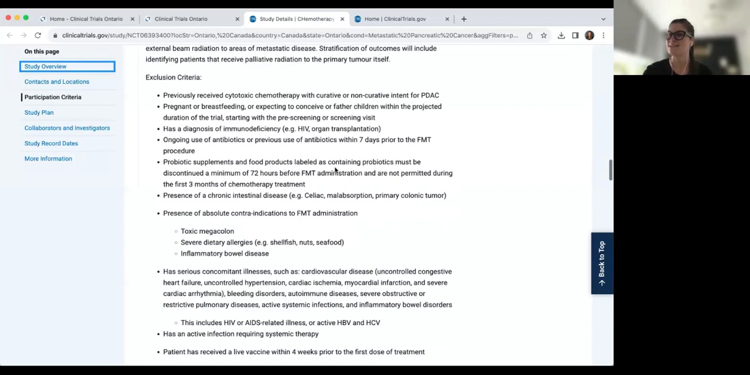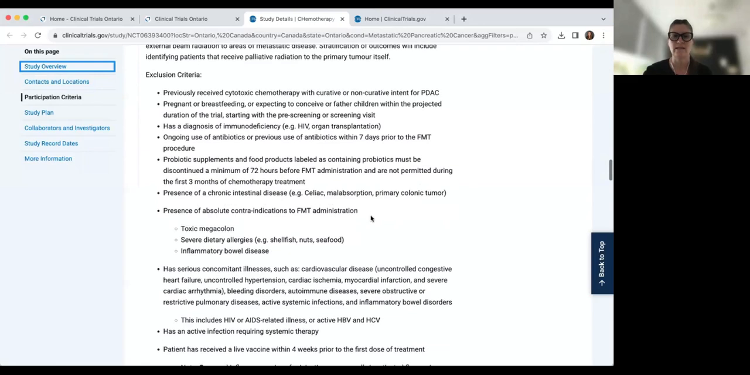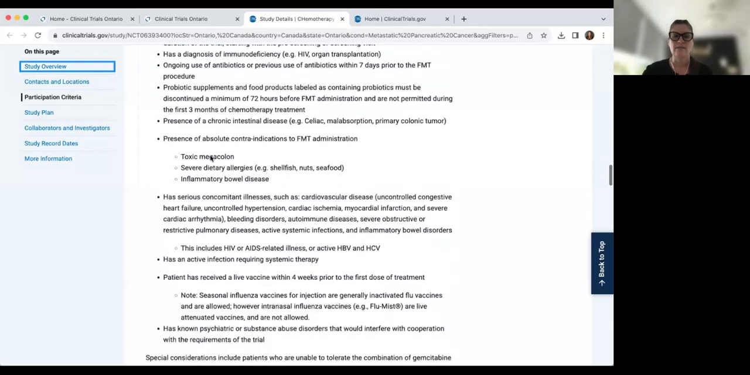So I'm going to assume that's even things like yogurt that are considered probiotic. And again, the study team would go over that with you. If you have specific types of chronic intestinal disease like celiac, colonic tumors, etc. And if you've got the presence of things that would so-called contraindicate that you should receive FMT therapy. So toxic megacolon, severe allergies, inflammatory bowel disease. These are things that would also make you ineligible.